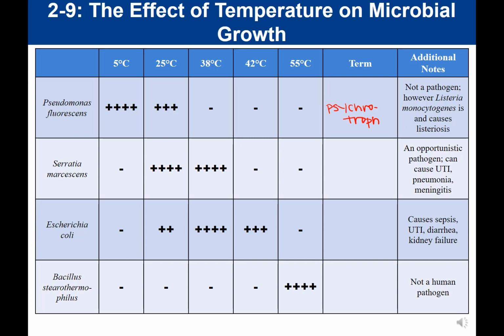However, there are pathogenic psychrotrophs. And an example of this, and one that we talked about in the lecture, is Listeria monocytogenes. And Listeria monocytogenes causes listeriosis. And so remember that cows also get listeriosis. So it's transmitted often through unpasteurized dairy products, also through deli meats. And remember that the general population is not as at risk for listeriosis.